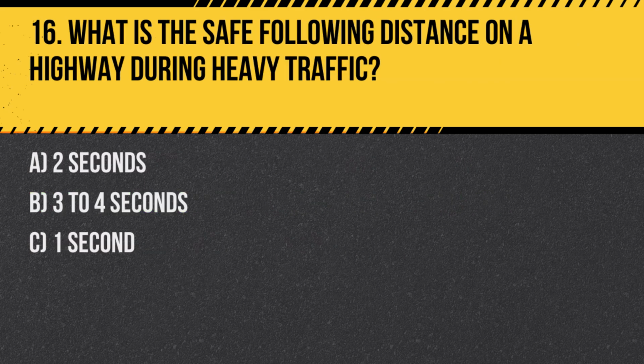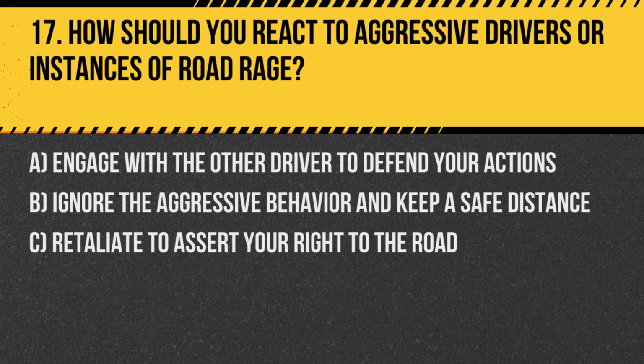Question 16. What is the safe following distance on a highway during heavy traffic? A. 2 seconds. B. 3 to 4 seconds. C. 1 second. Answer: B. 3 to 4 seconds. Maintaining a safe following distance during heavy traffic helps prevent accidents by giving you enough time to react to sudden stops.